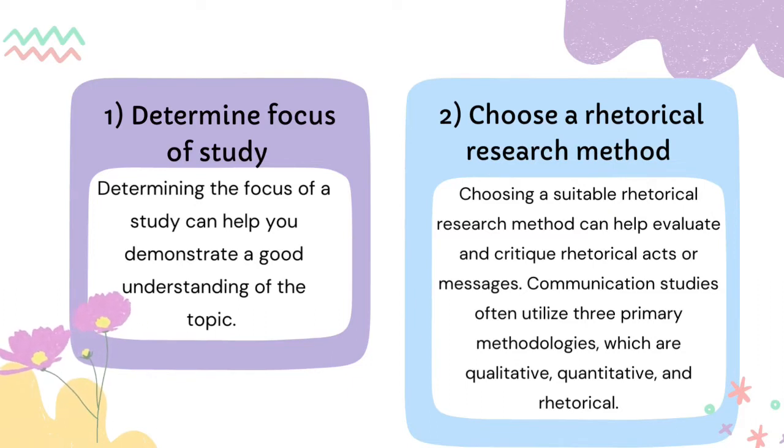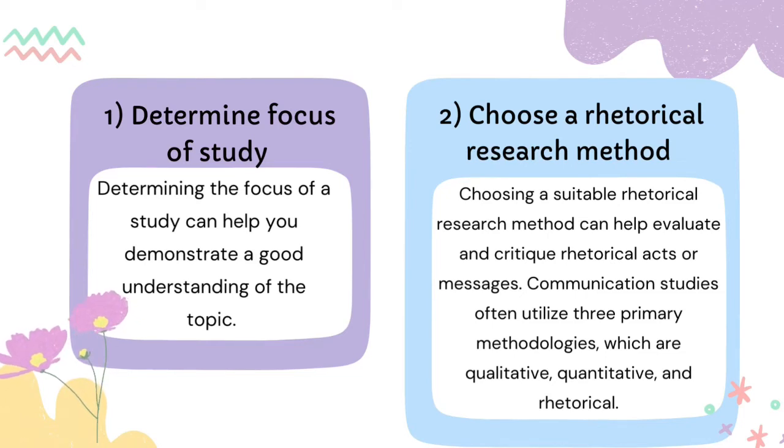The second procedure is choose a rhetorical research method. Choosing a suitable rhetorical research method can help evaluate and critique rhetorical acts or messages. Communication studies often utilize three primary methodologies, which are qualitative, quantitative, and rhetorical. Quantitative research includes the usage of numbers and measurement, such as experiments and surveys. Qualitative research is based on human experience and opinion, and it involves interviews, participant observation, and focus groups.